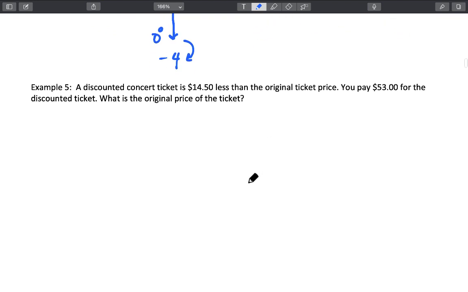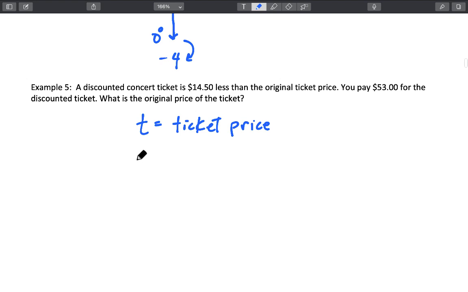All right, our final example for today: a discounted concert ticket is $14.50 less than the original ticket price. You paid $53 for the discounted ticket. What was the original price of the ticket? And it's a good thing to always start off with a variable that gives you what you're looking for here. Okay, so T, we're going to say, is the ticket price, and that's going to be before the discount.